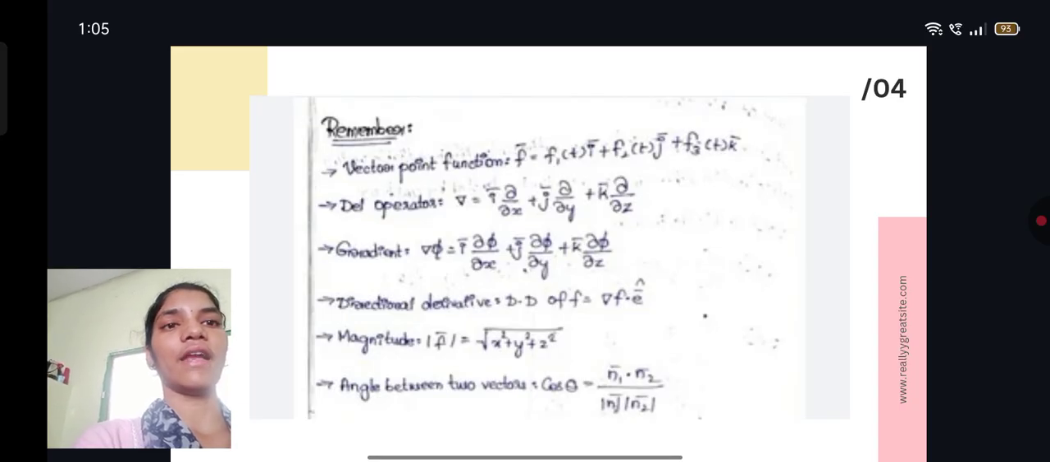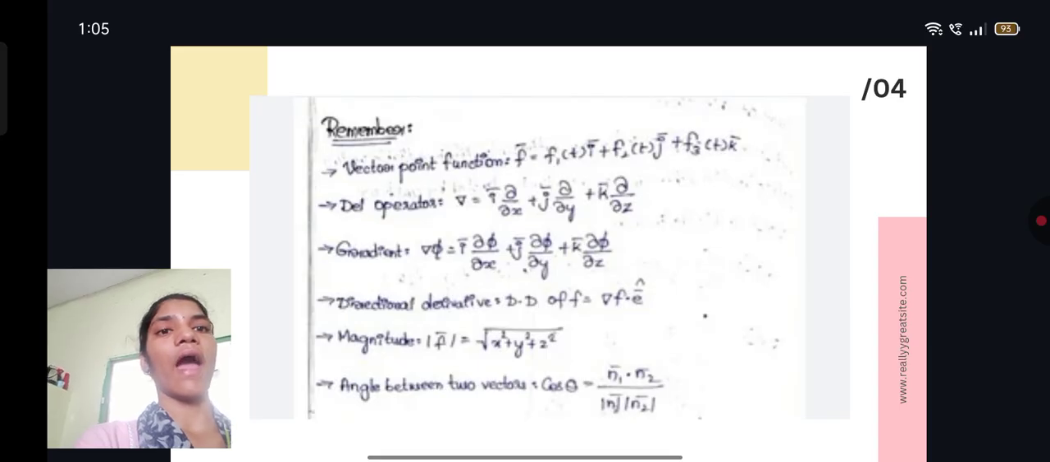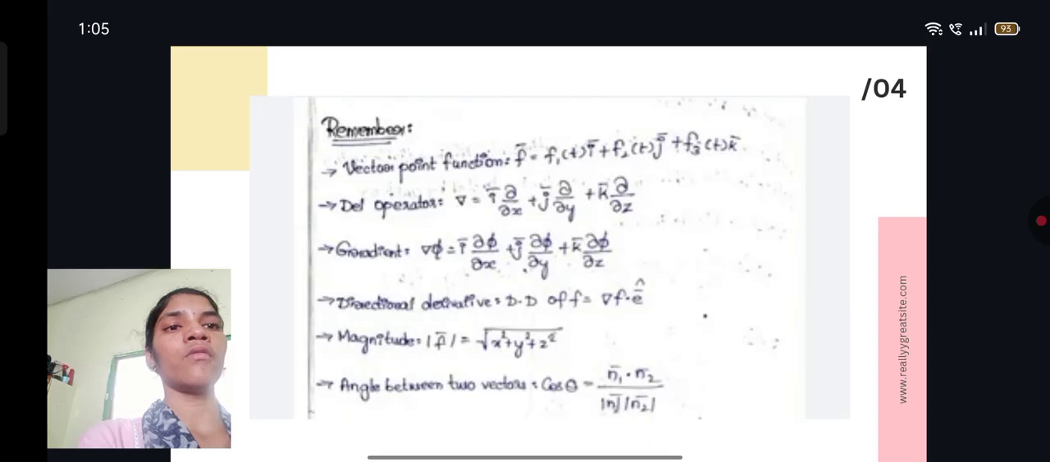Directional derivative: D.D. of f = ∇f · unit vector. Magnitude: |f| = √(x² + y² + z²). Angle between two vectors: cos θ = (n1 · n2) / (|n1| |n2|).